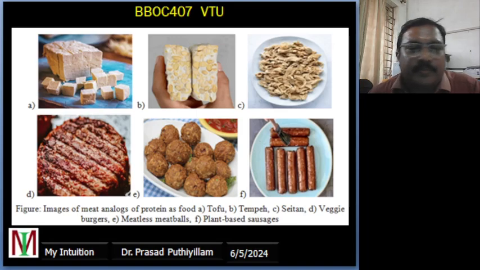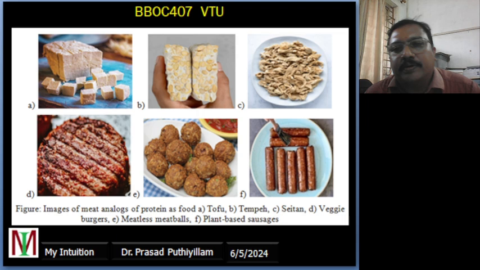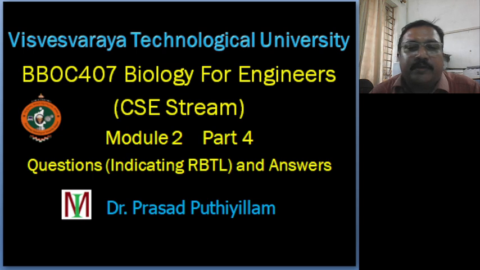Prasad Putilam. What you are seeing in the picture is the meat analogue of protein. Okay, it looks like meat, but actually it is a vegetarian food which is made into this particular texture, which feels like a non-vegetarian can eat this type of protein as a non-vegetarian food. Okay, so obviously the topic of today's discussion is proteins.